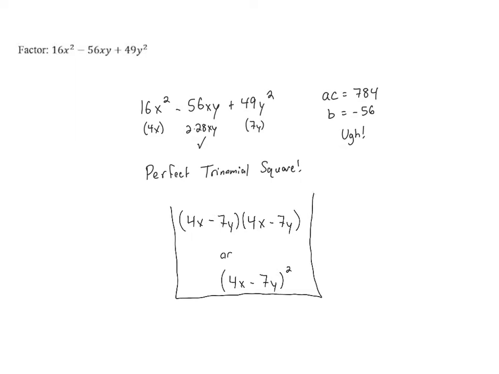Either one is fine. You could try using the AC method, but it is going to take a lot of time and energy, and I don't think it's worth it. I think that it is much better to recognize a perfect trinomial square here and use that to factor it much simpler.